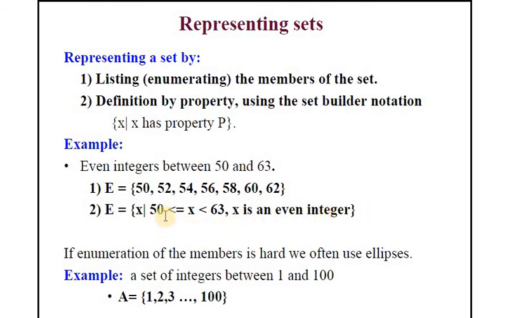So that means this x indicates all the elements, and about these elements' properties we have to write here, so that we can get exactly the elements of the set as defined in the question. So even integers between 50 and 63, this collection, this set, we can represent in two ways. First one is tabular form or roster form, or just listing the members. Second one is set builder form. So when a set is represented in this structure, then we call it set builder form.